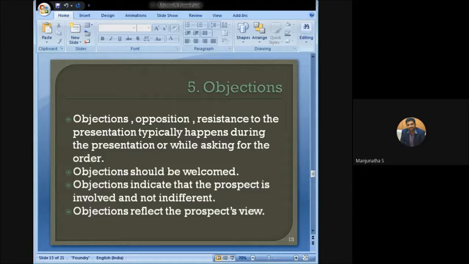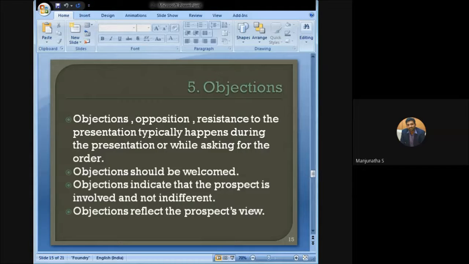Then moving to the next step in the selling process, that is objections. Objection, opposition, resistance to the presentation typically happens during the presentation or while asking for the order. Definitely it will happen. In every business, anywhere, any people who are interacting, definitely objections, opposition, resistance, or some questions and doubts will happen. So in this selling process also, objections will be raised.